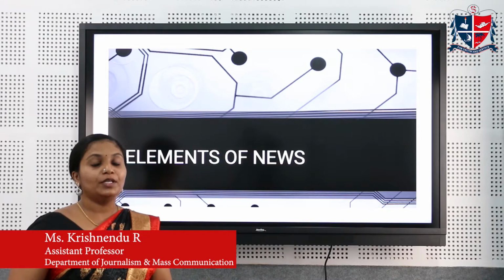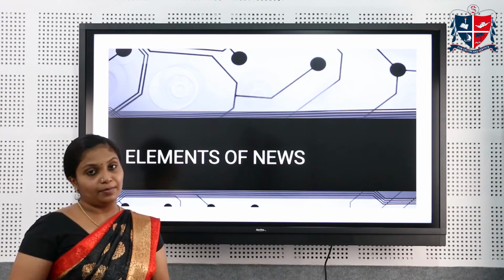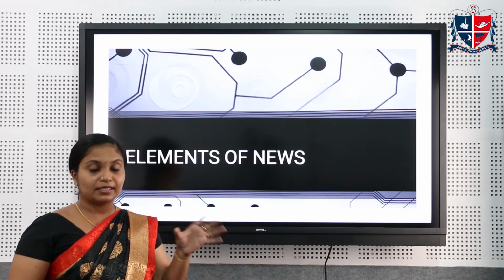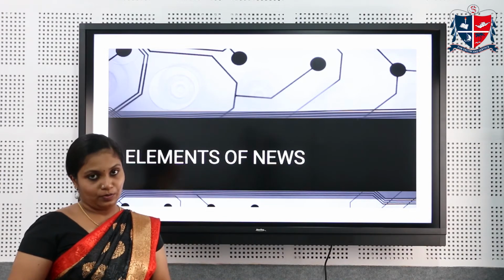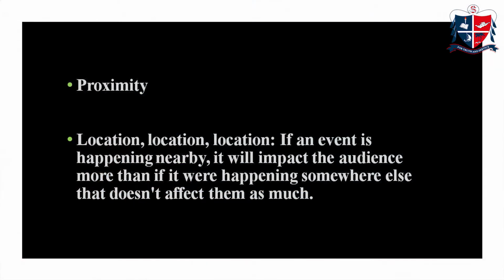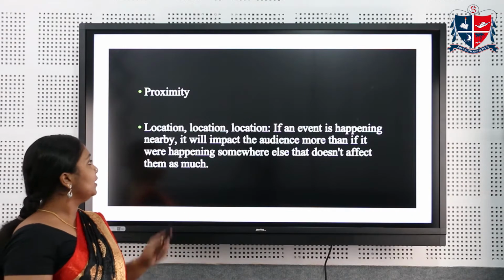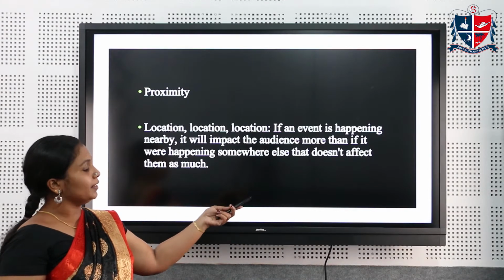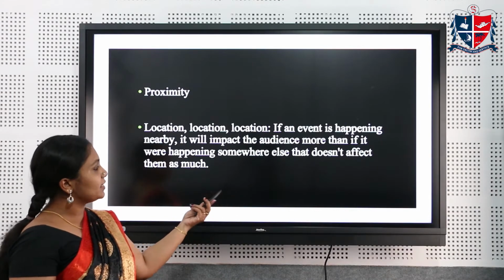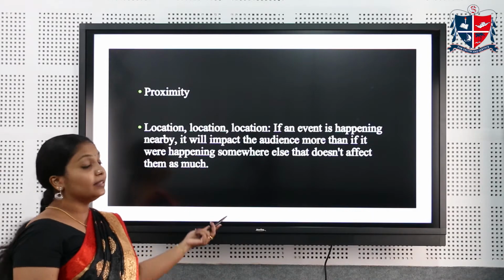Before that, we need to know what elements are. Elements are the things that make a news. So the first element is called proximity. Proximity means location. If an event is happening nearby, it will impact the audience more than if it were happening somewhere else that doesn't affect them as much.